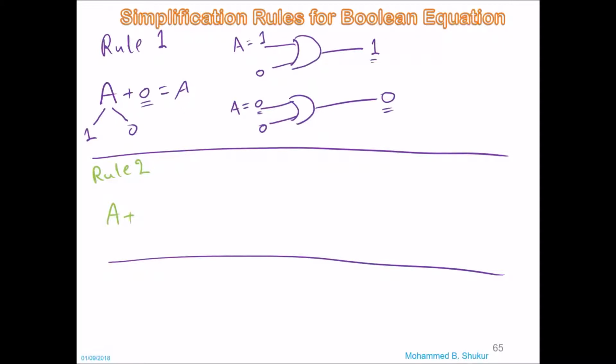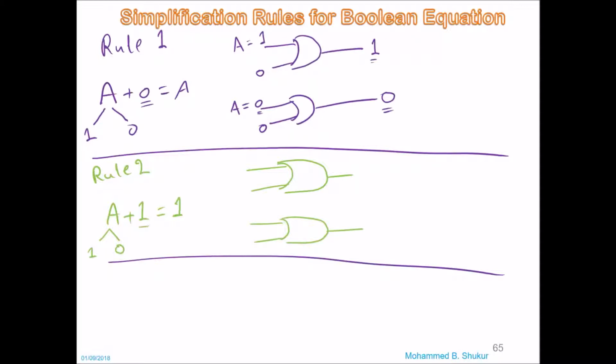In rule number 2, A or 1 equal 1. Okay, also we have two cases. The first one, A equal 1 and A equal 0. I have to use two OR gates because I have two cases. This is the first OR gate, this is the second OR gate, and I have two inputs and one output.